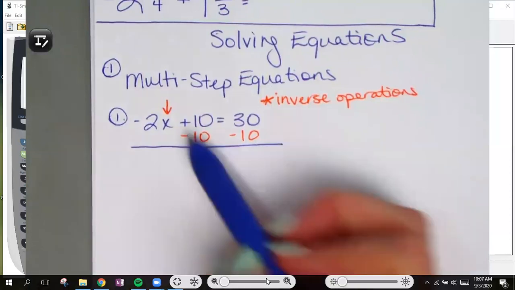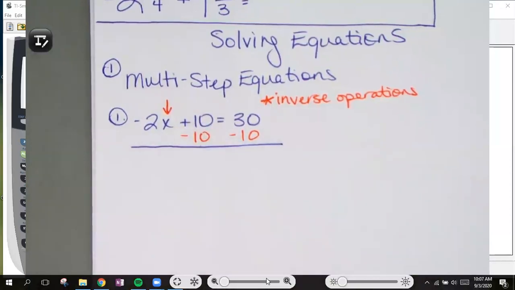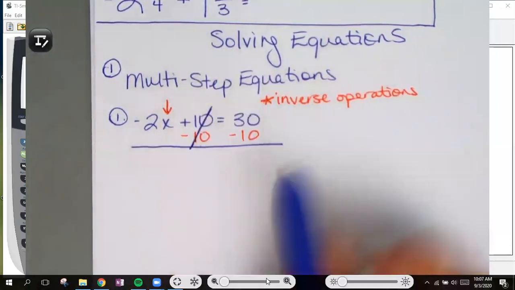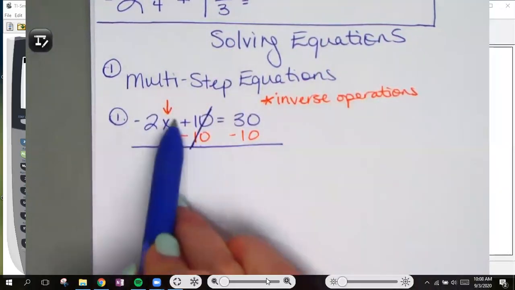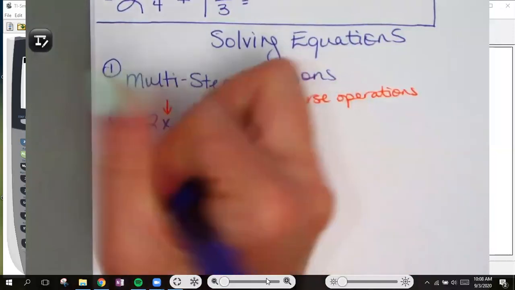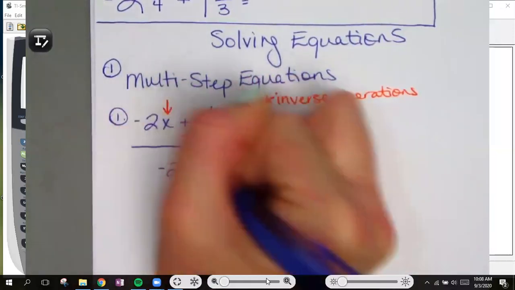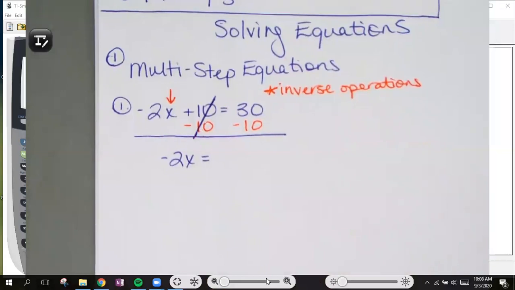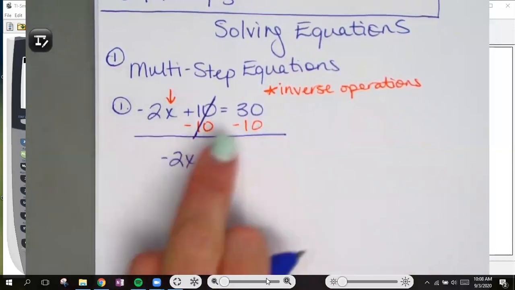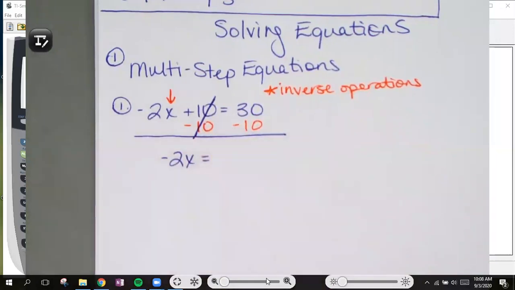So we said positive 10 minus 10, what happens? They cancel out. What's left over here? Negative 2x. Okay, kind of the same thing. Now we have to simplify this other side. We have to combine the like terms. So what's 30 minus 10? 20.